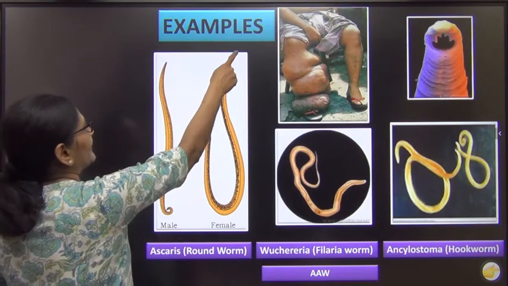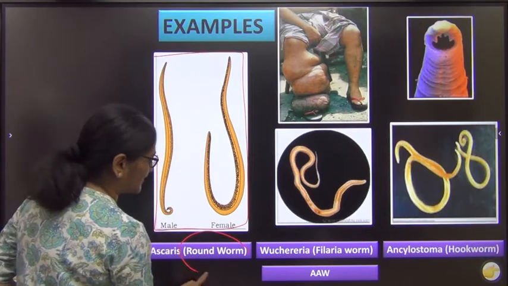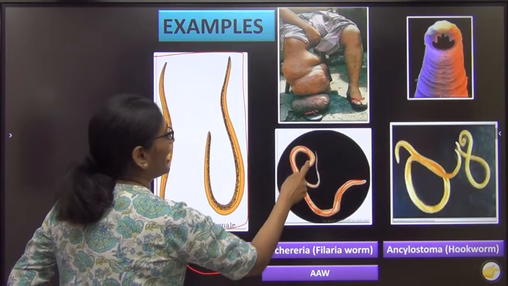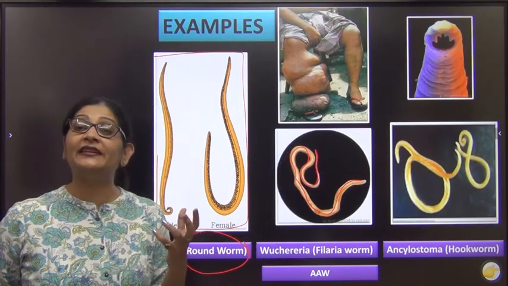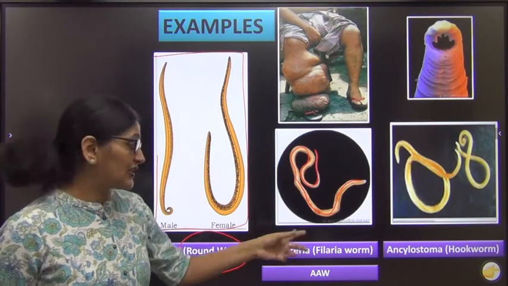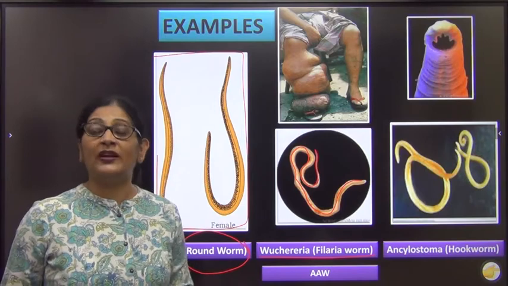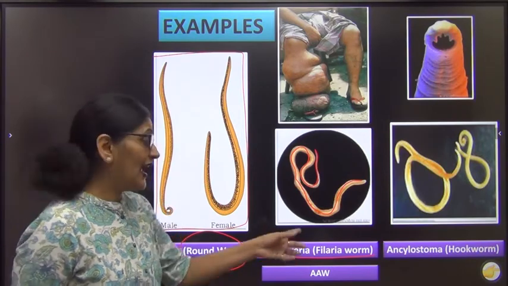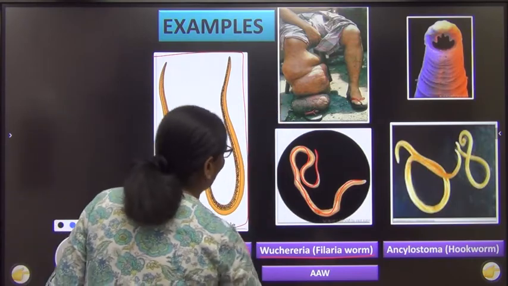This is Ascaris, right? This is Ascaris. This is also called roundworm. Now this is Wuchereria. You will read about it in detail in class 12 in Human Health and Diseases. This is Wuchereria. It has two species. You will study it in class 12. One is Wuchereria bancrofti and the other is Wuchereria malayi. Right, and what about Wuchereria? It causes a disease called elephantiasis.